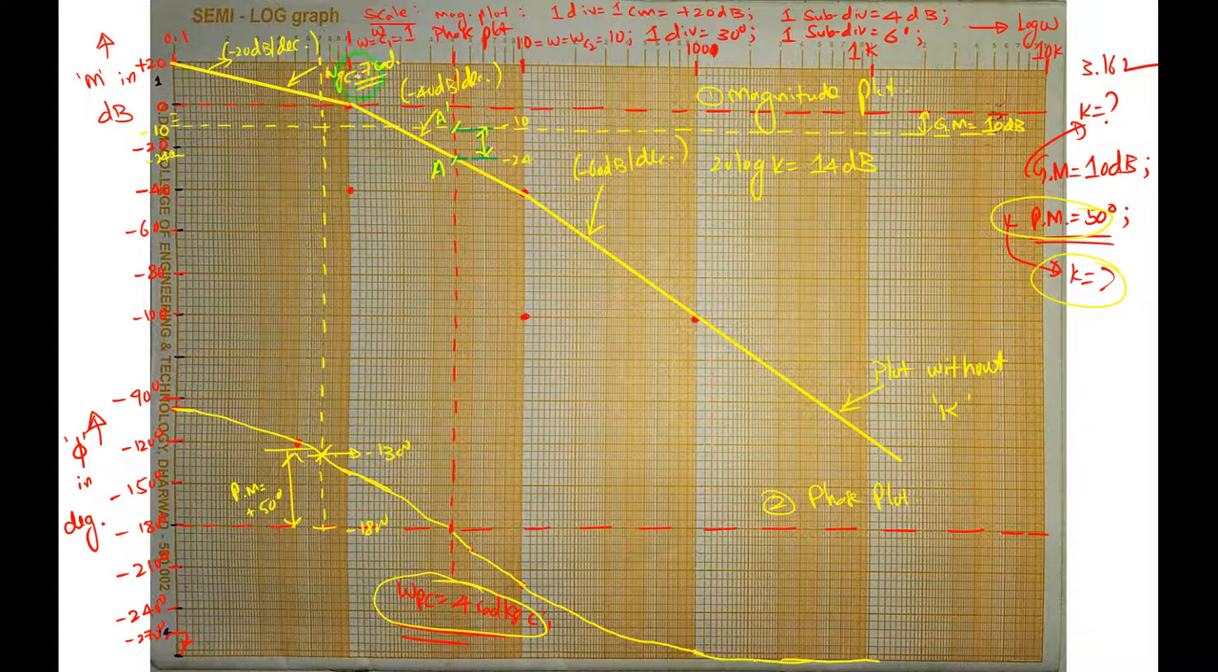Sir, it's not 7, it should be 0.7. Yes, thank you, because the scale is 0.1 to 1, so this 7 means 0.7. It is 0.7 radians per second. So I am getting omega gc as 0.7 radians per second, and omega pc we have already calculated as 4 radians per second.